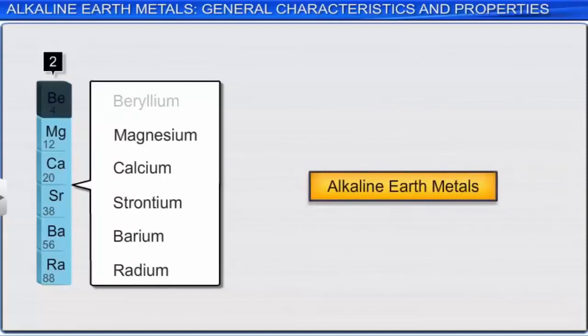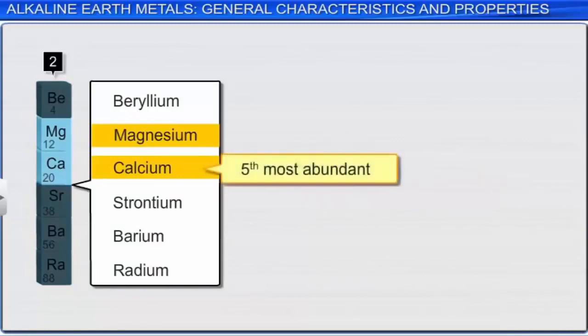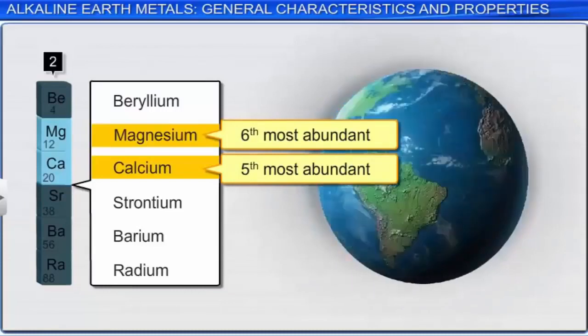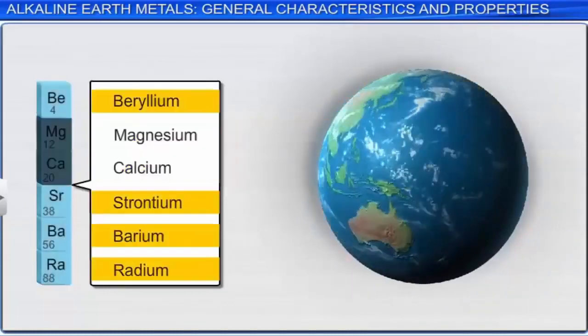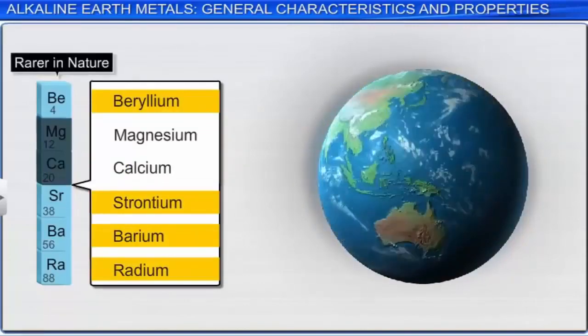These are so called because their oxides and hydroxides are alkaline in nature, and these metal oxides are found in the Earth's crust. The most abundant elements in group 2 are calcium and magnesium. They are the 5th and 6th most abundant elements in the Earth's crust. The other group 2 metals are significantly rarer in nature. Oxide compounds of group 2 elements are found in the Earth's crust.